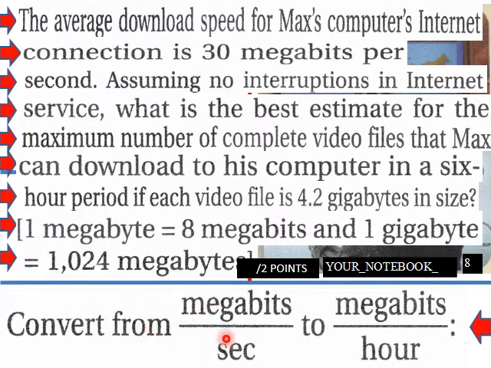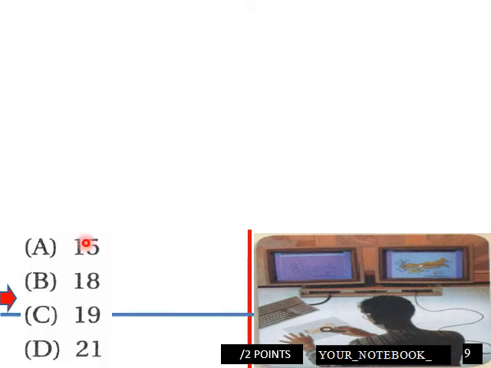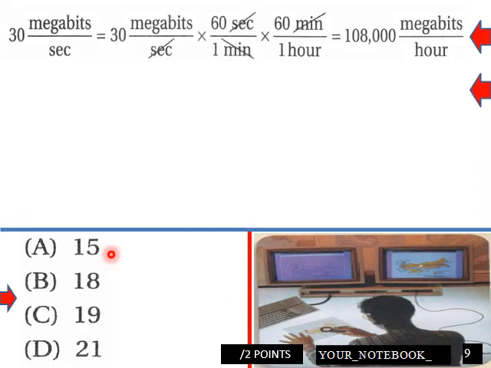So convert from megabytes per second to megabytes per hour. That's what we want to convert. So here are our possibilities here. So here is our conversion factor, 60 seconds over 1 minute, 60 minutes over 1 hour. So after pushing this through here, we get 108,000. So we have 60, 60, and then 30 megabytes, megabytes per hour.